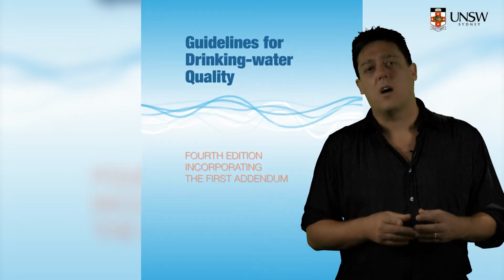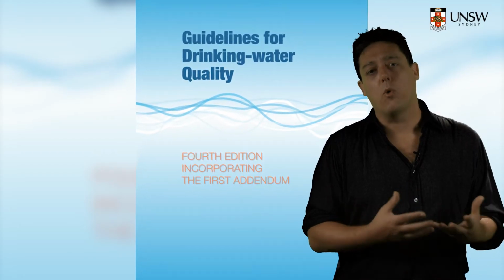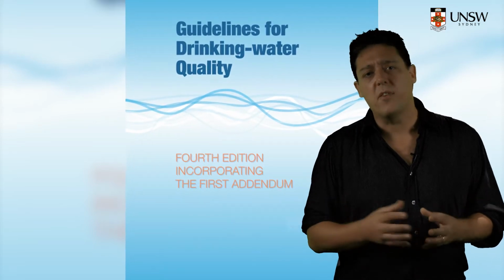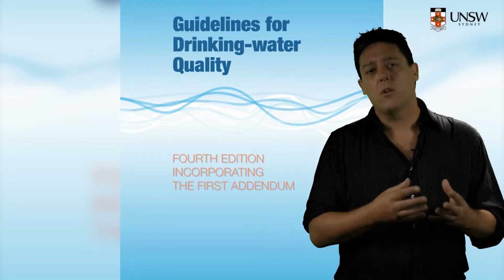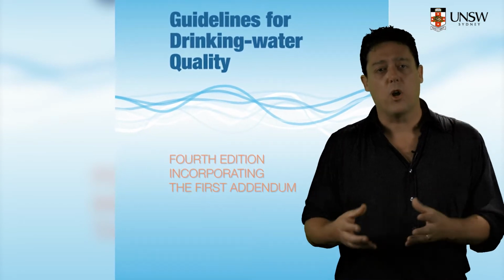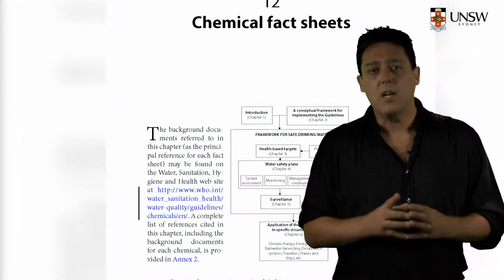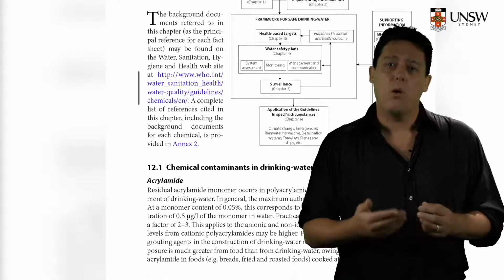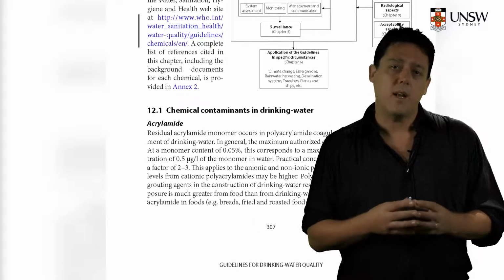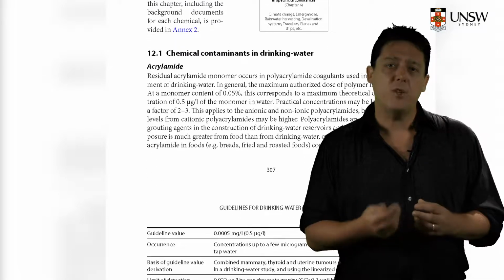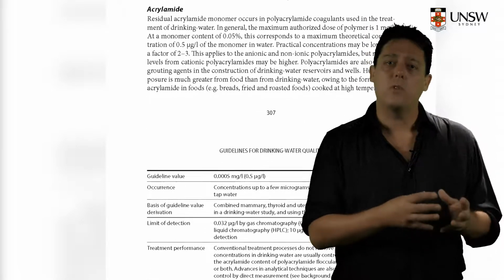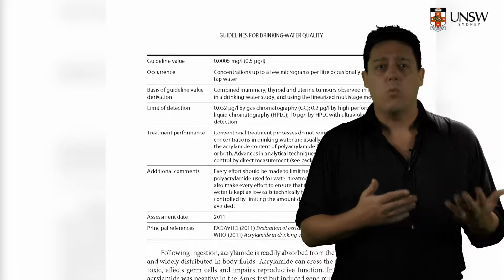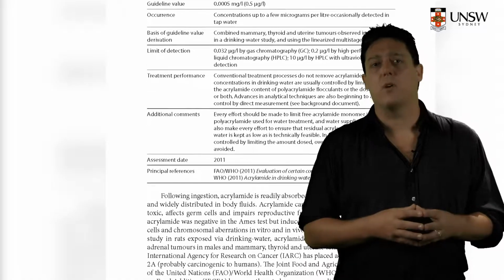Before this class, I'd like you to look up the World Health Organization Guidelines for Drinking Water Quality. You can find them via Google search, and I'll also provide a link in the class online module. Take a look at Chapter 12, Chemical Fact Sheets. Scroll through the chapter and select one chemical contaminant, and then jot down a few notes to record some of the key points. These should include: what is the guideline value for that chemical?